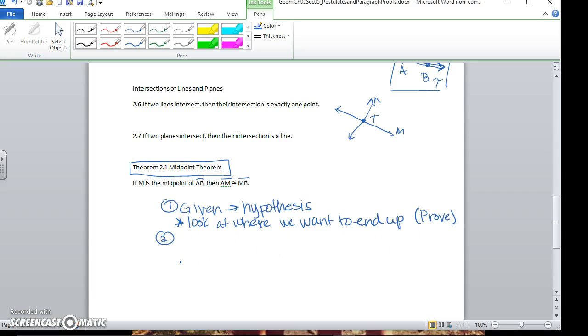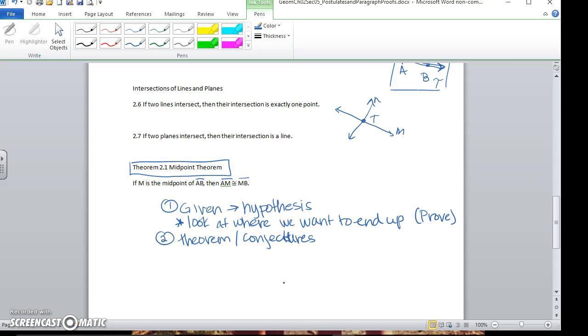Step 2: we are going to think about the theorems and conjectures that we can use to get to where we want to end up. All right, so we'll make a list of those.